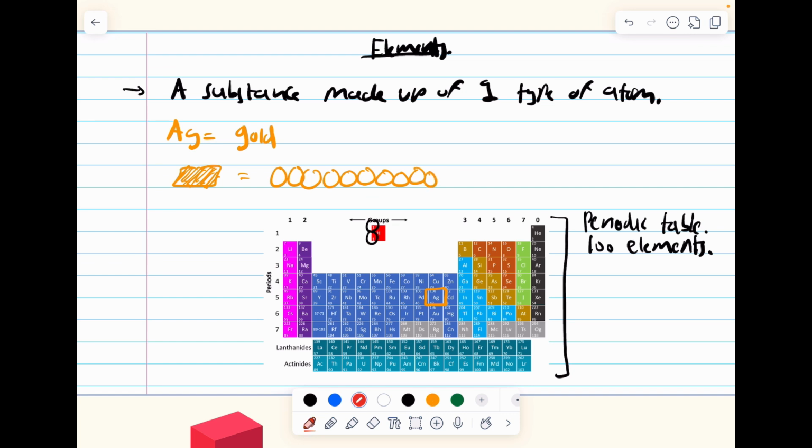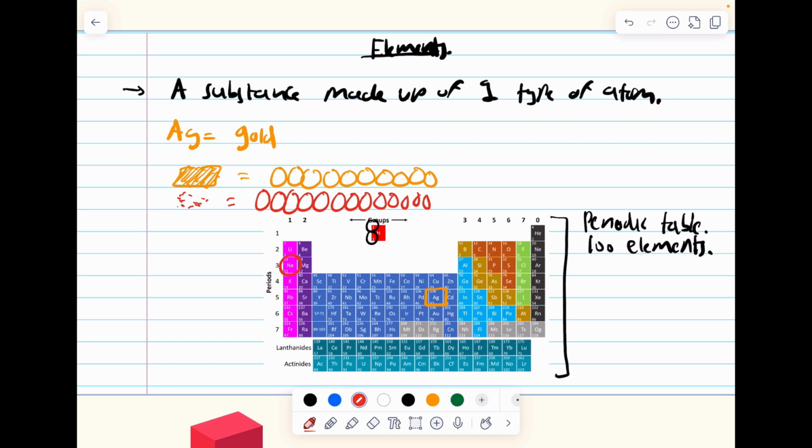It cannot be made up of, okay, let me show you sodium now. Sodium powder. Imagine this is sodium powder. Sodium is here on the periodic table, okay? Sodium can only be made up of sodium atoms. Okay, so gold can only be made up of gold Lego bricks. Sodium can only be made up of sodium Lego bricks.